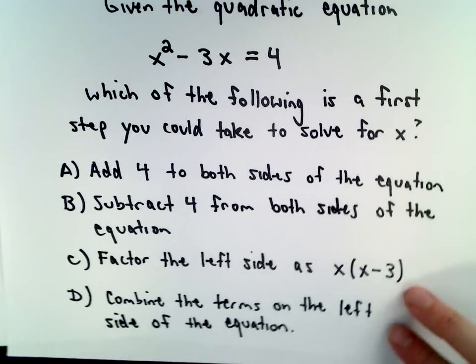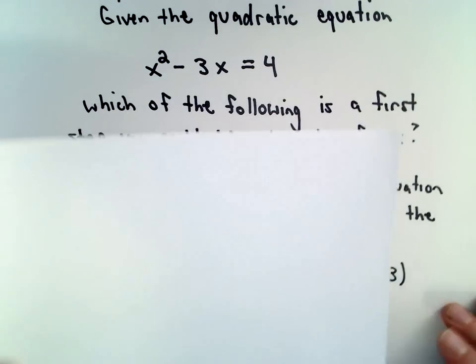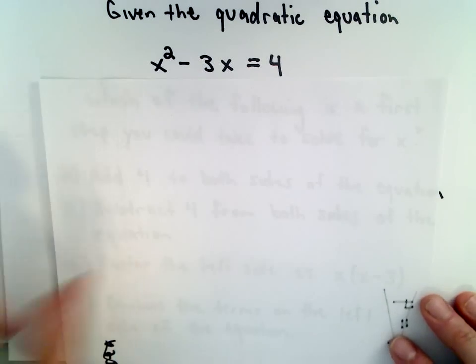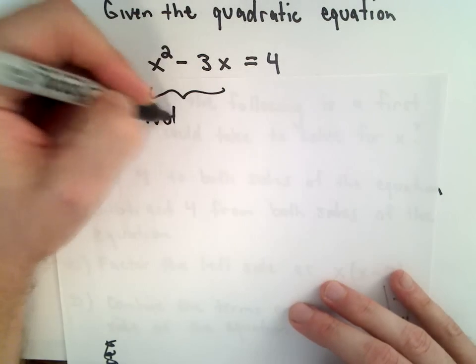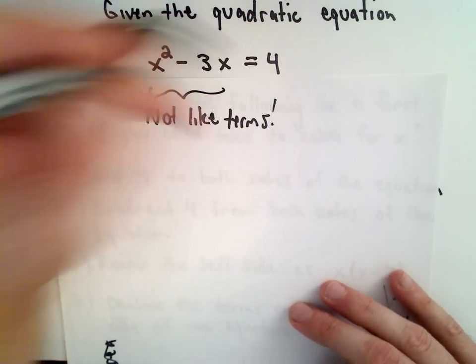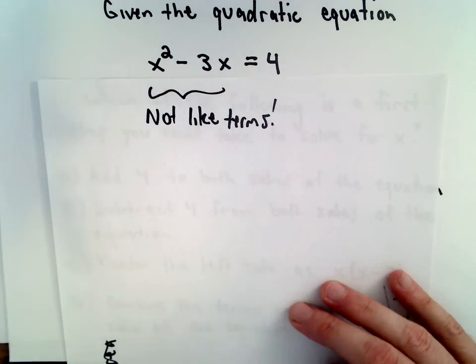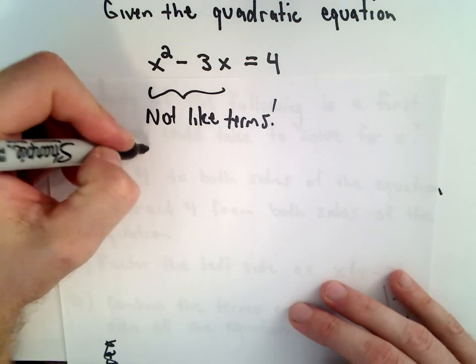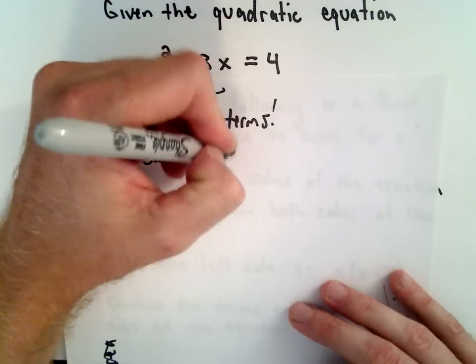Let's look at D. D says combine the terms on the left side of the equation. Well, you can't really combine these terms. These are not like terms. You have one term involving x squared and one term involving just x to the first power. So those are not like terms, which means they can't be combined.